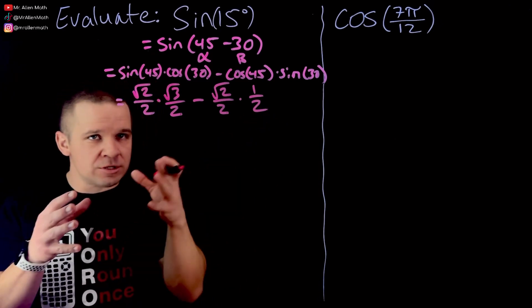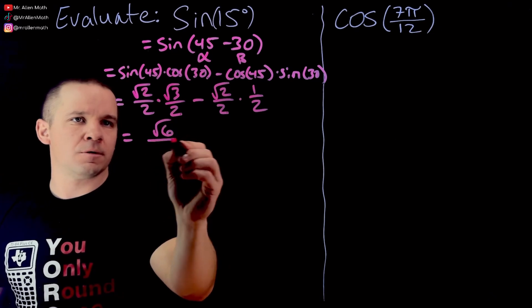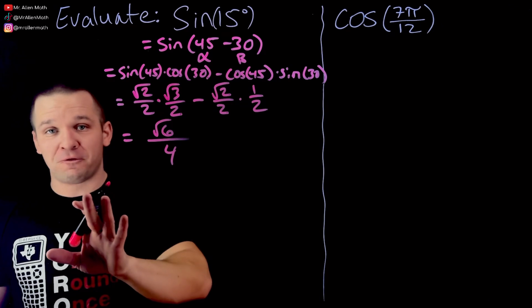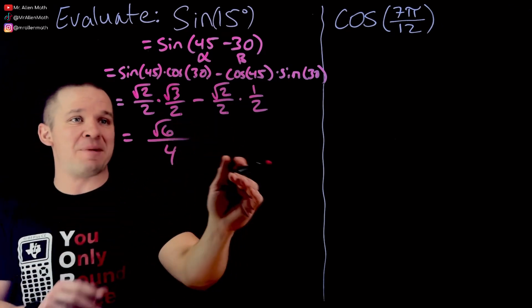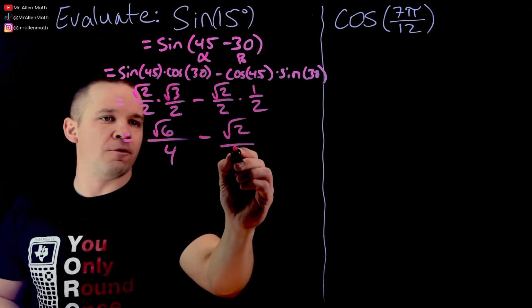Okay. Now we can do some multiplication. Root 2 times root 3 is root 6, over 2 times 2 is 4. Right? We're multiplying, so we multiply across. Don't forget your basics when you start going crazy in the math, right? Minus, and then we've got root 2 over 4.